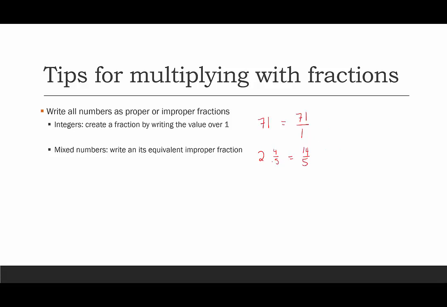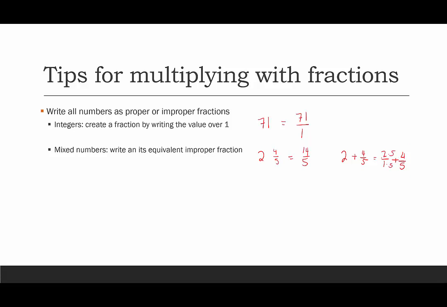And the reason we do this is because every mixed number is actually an addition problem without the plus sign. So it's saying it's 2 wholes plus 4/5 more. And so what we'd be doing, converting it to an improper fraction, is saying, okay, well, 2 is equivalent to 2 over 1 plus 4 over 5. And if we wanted to add these two fractions, we would need a common denominator. The common denominator would be 5.